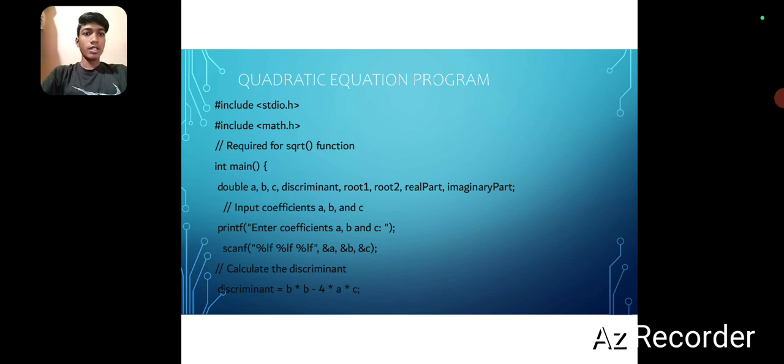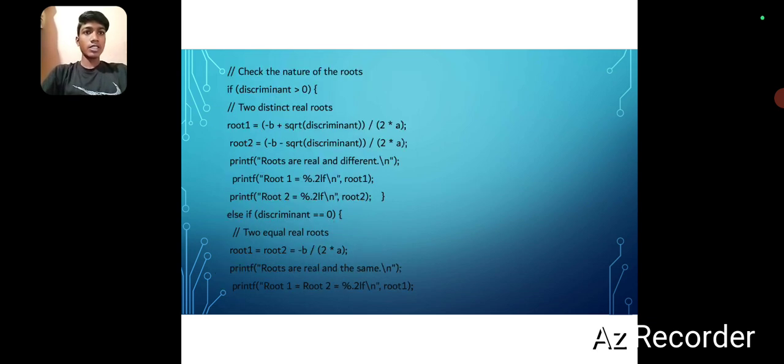printf("Enter coefficients a, b and c"). scanf("%lf %lf %lf", &a, &b, &c). Calculate the discriminant: discriminant = b * b - 4 * a * c. Check the nature of roots.